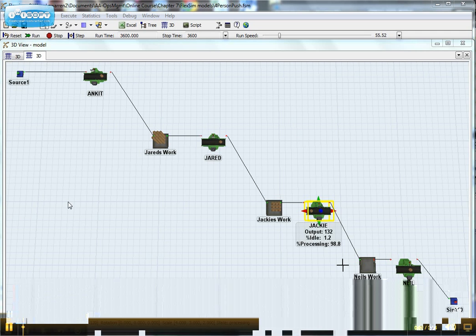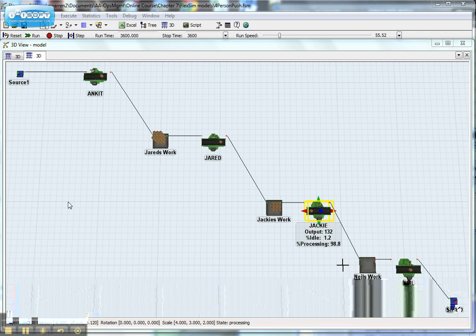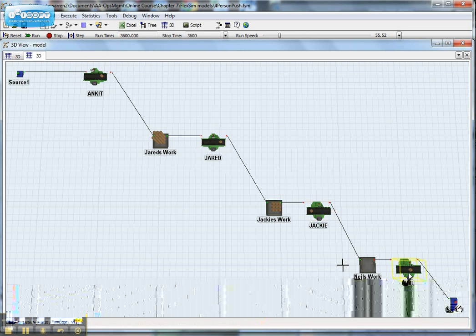We're going to simulate the four-person push line that we saw in the video. We're going to use machines to represent Ankit, Jared, Jackie, and Neil. And the planes are going to flow through the line, obviously, sequentially. The planes are going to be represented using brown balls.